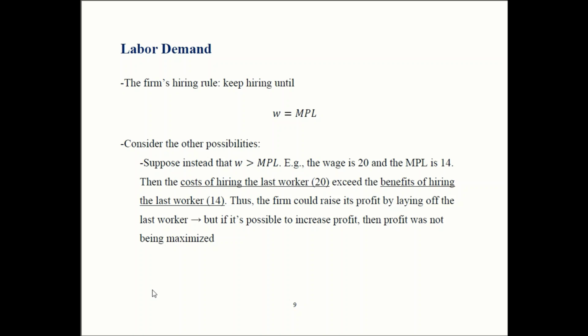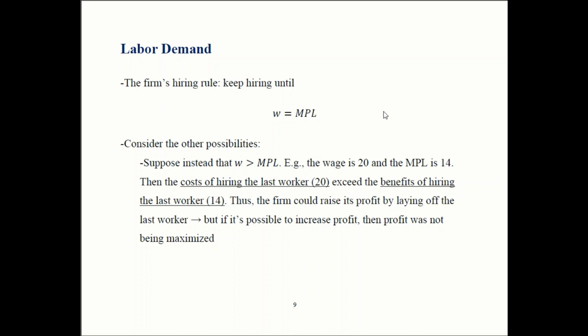So if the wage can't be bigger than the marginal product of labor, and it also can't be smaller than the marginal product of labor, the last remaining possibility is that they're equal. So that gives the firm's hiring rule when the price is 1. When price is 1, you hire until wage equals marginal product of labor.